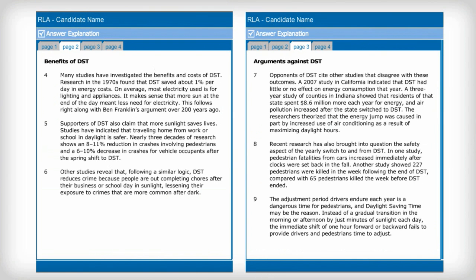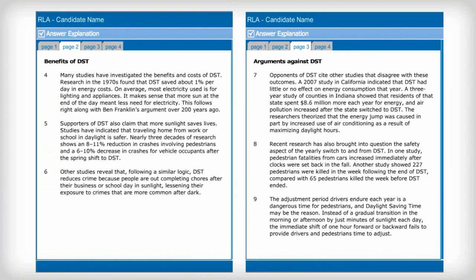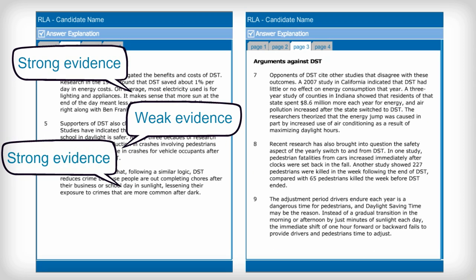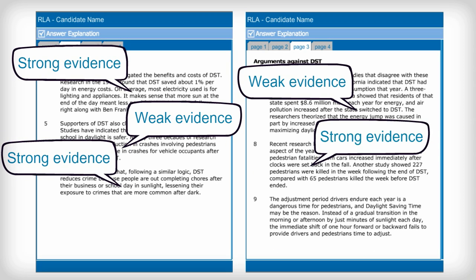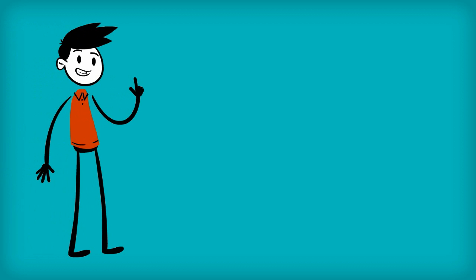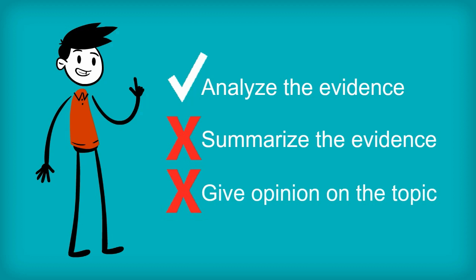The extended response instructions will tell you to read and analyze one or more passages and make an argument based on what you read. For instance, you may be asked to look at evidence for 2 opposing points of view and make an argument about which side has the best evidence. It's important to remember that you're being asked to make an argument based on your analysis of the evidence, not to summarize and not to give your opinion on the topic.